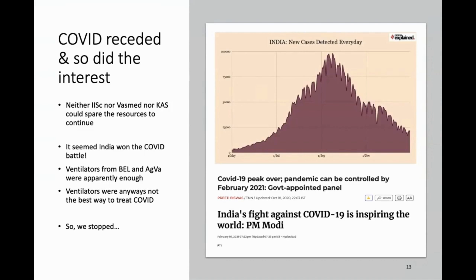It also seemed India had won the COVID battle. Cases are falling. You see titles like these, I think we had mission accomplished by February 2021. India's fight against COVID was going to be the way apparently pandemics had to be handled and the world should learn from us. Ventilators from Bell and Agua had been made and they were actually sitting in Bell waiting for customers, and nobody needs ventilators anymore. So we are done. So we also stopped it.